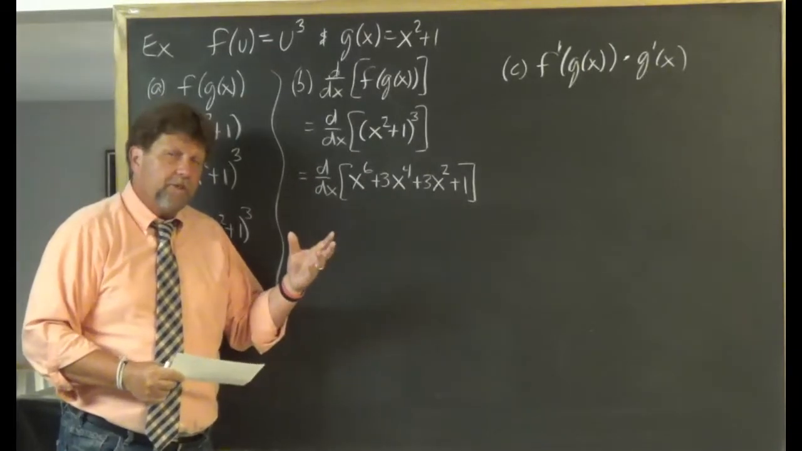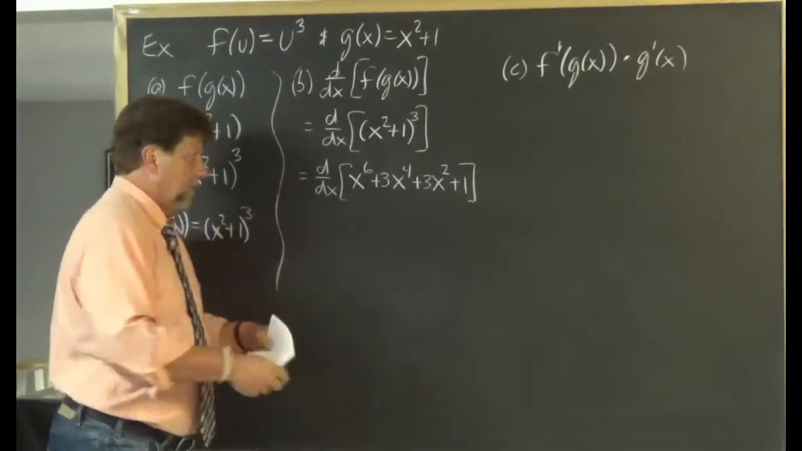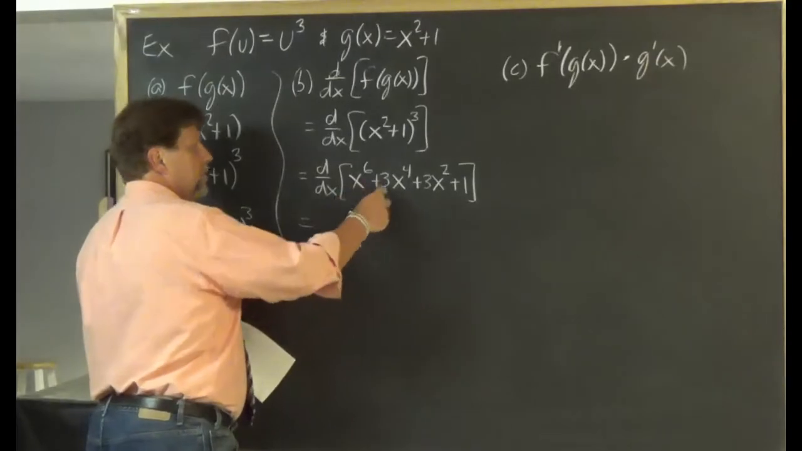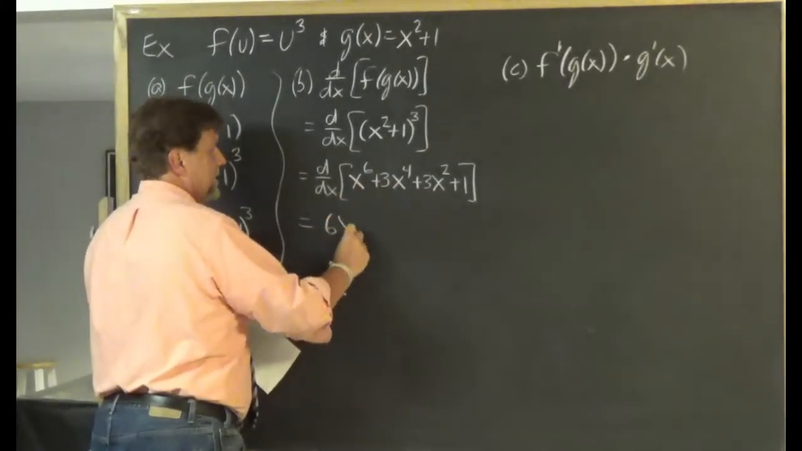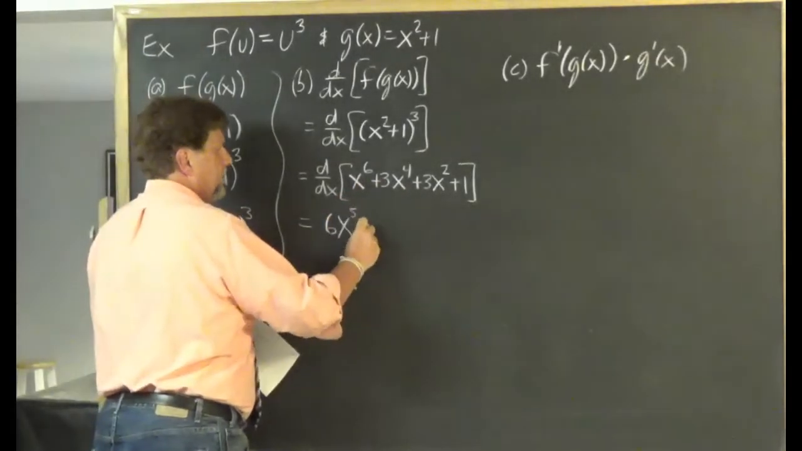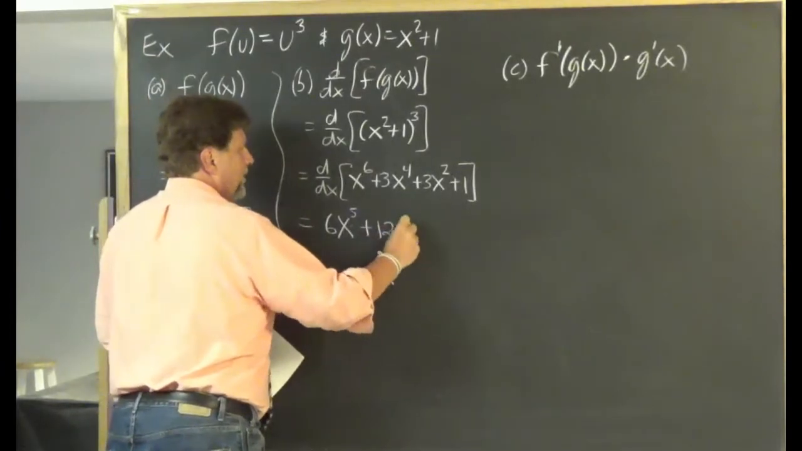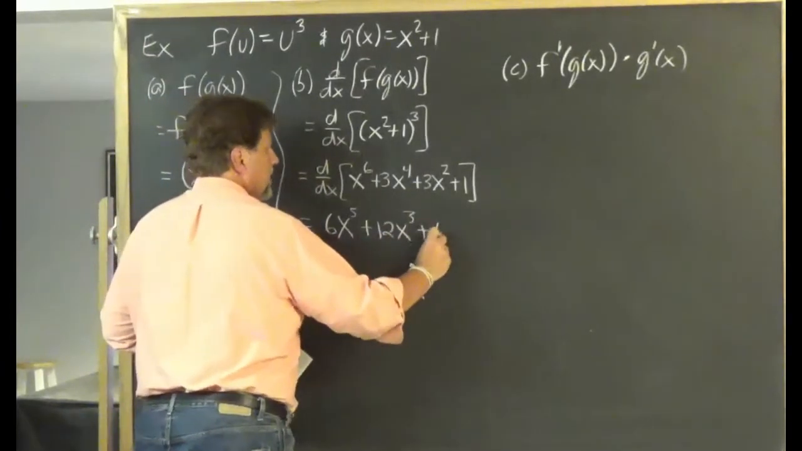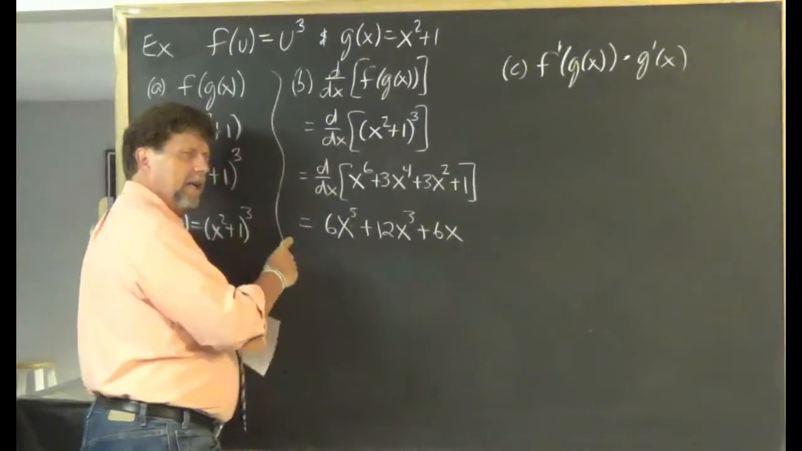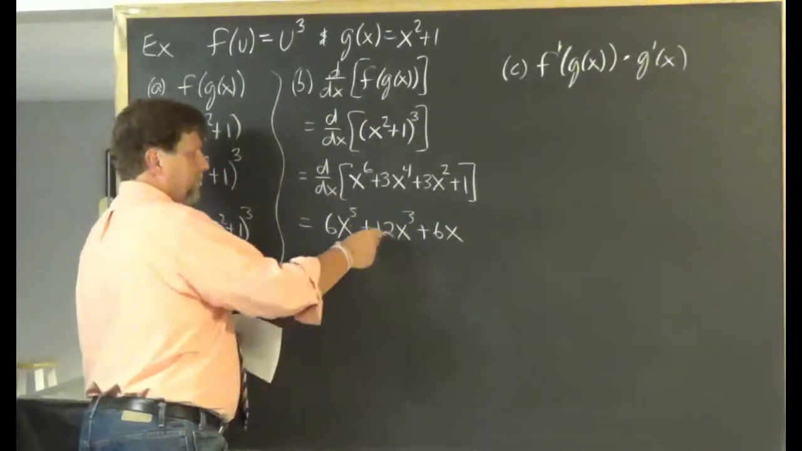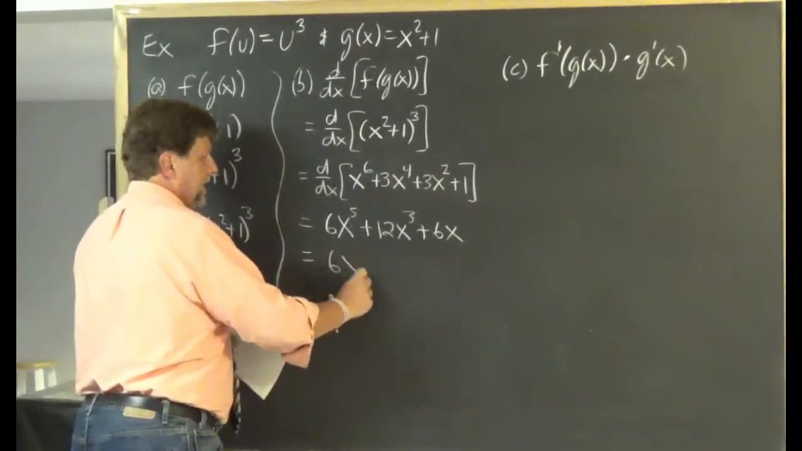Now we can do term-by-term differentiation. That's not a problem. So we differentiate term by term. We get 6x to the 5th plus 12x cubed plus 6x. And you know what? I'm going to clean this up just a little bit. I mean, I'm going to factor. I can factor out a 6x.